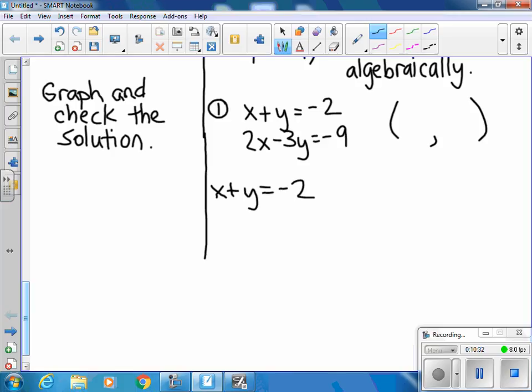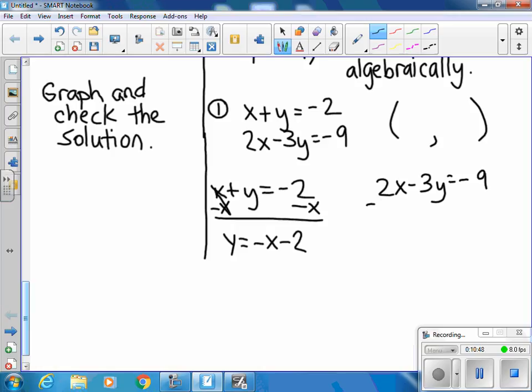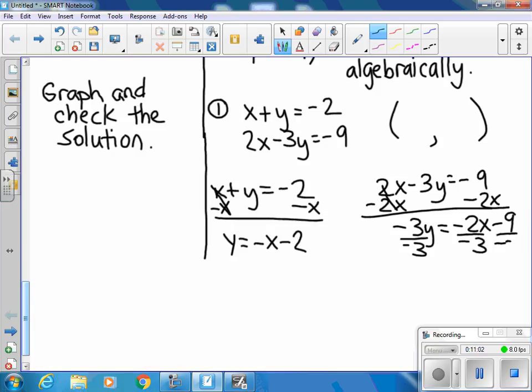In this first equation, I need to subtract the x over, and that gives me y equals negative x minus 2. That will be the first line that I'm graphing. Then for the second equation, 2x minus 3y equals negative 9, I need to subtract 2x. That gives me negative 3y equals negative 2x minus 9. Be careful, there's a lot of negatives right there. Divide everybody by negative 3, and you get y equals positive 2/3 x plus 3. So there's my two equations that I want to graph.